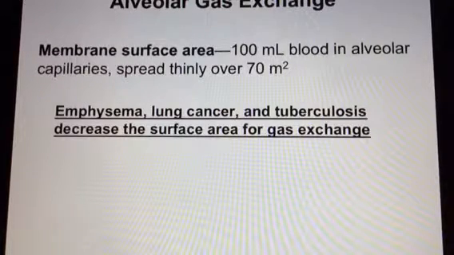Also, gas exchange depends on the surface area. We said that the alveoli are like a bundle of grapes, so that surface area is very important. The more surface area there is, the more gas exchange can take place. But when we get to disorders, we are going to talk about some disorders that decrease the surface area: emphysema, lung cancer, and tuberculosis, to name a few.